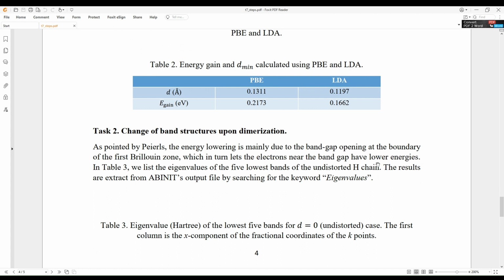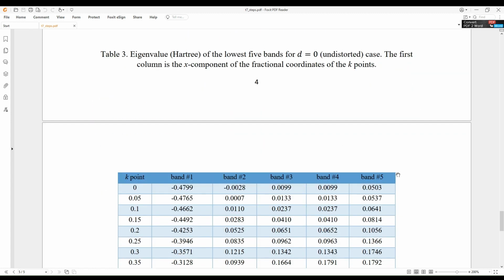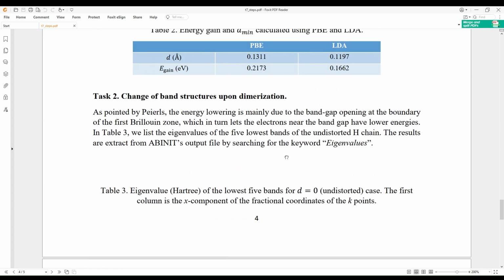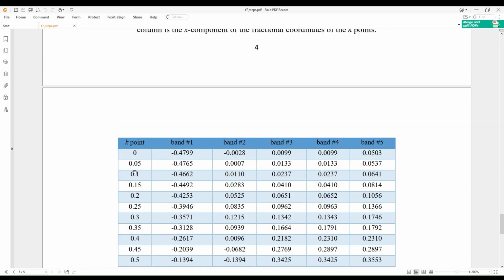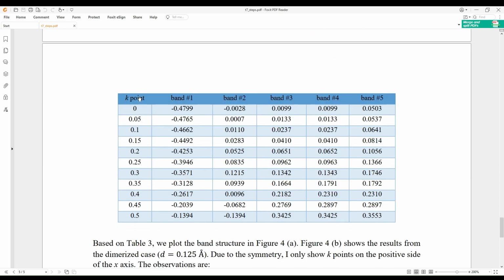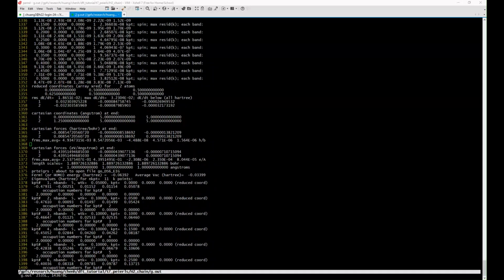So here I'm going to show you the variation or the change of the band structure upon the dimerization. I just try to extract the eigenvalues for all the bands from my calculation. I only consider these k points due to the symmetry. So the negative k points are not considered in my table because of the symmetry. I have 5 bands in my calculation, so the eigenvalues are listed here.